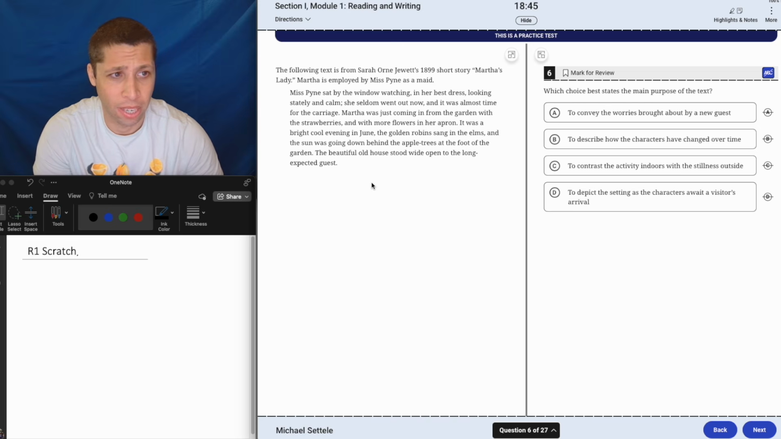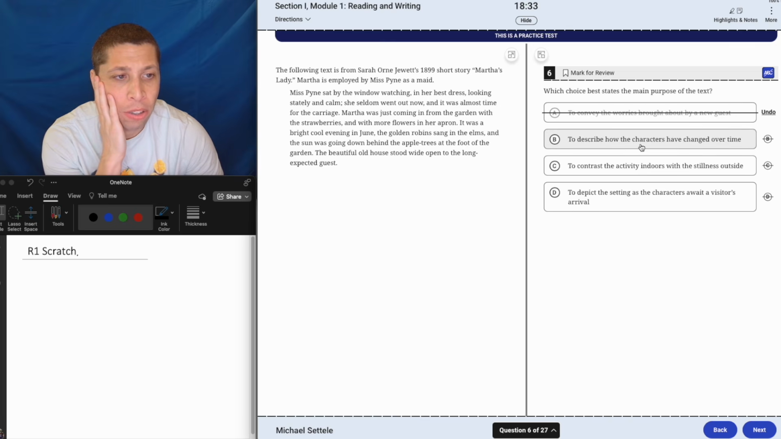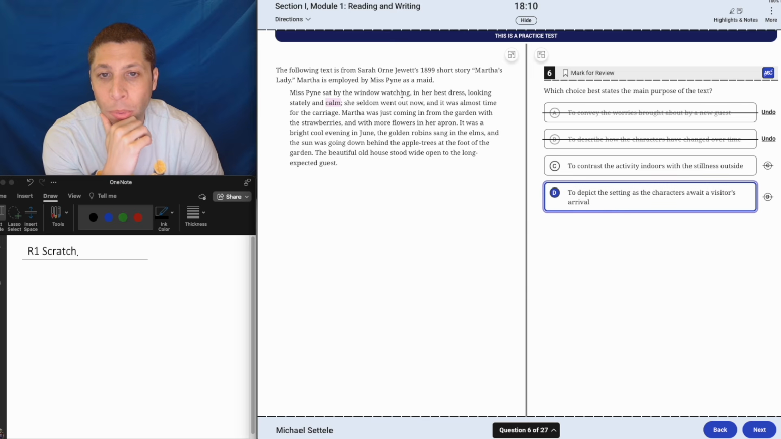Okay, it's just like a description of things. To convey the worries wrought by a new guest. Is this a negative passage? I don't think so. Yeah, it seems pretty nice. I don't see worry. Right, wrong connotation. To describe how the characters changed over time? No, there's no time passing. To contrast the activity indoors with the stillness outside? She's calm inside. I don't feel like it's activity inside. To depict the setting as the characters await a visitor's arrival. Yeah, they're watching. It says expected guest. Yeah.